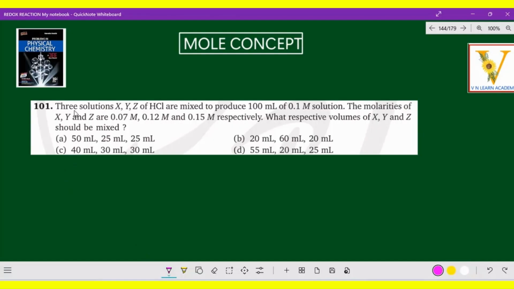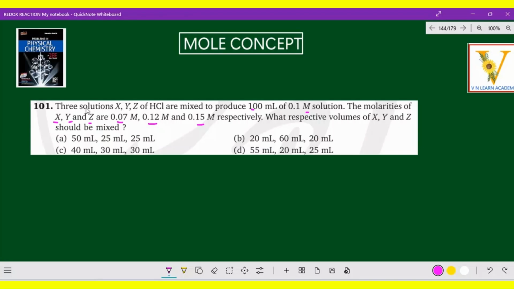Here is the first question. 3 solutions X, Y and Z of HCl are mixed to produce 100 ml of 0.1 M solution. The molarities of X, Y and Z are 0.07 M, 0.12 M and 0.15 M respectively. What respective volumes of X, Y and Z should be mixed? So here in this question, they have given the molarities. We have to find out the volumes of X, Y and Z.